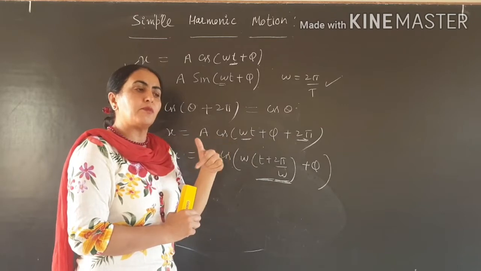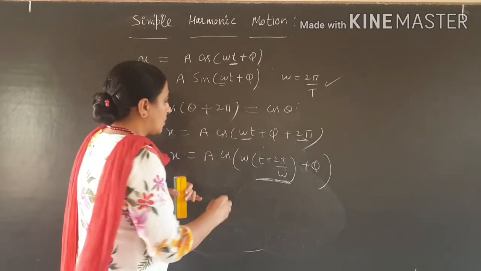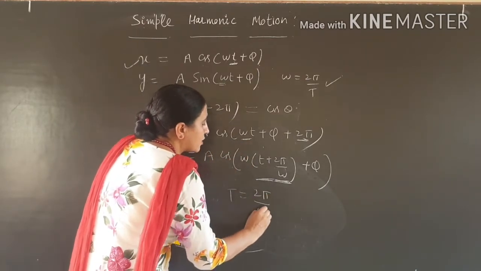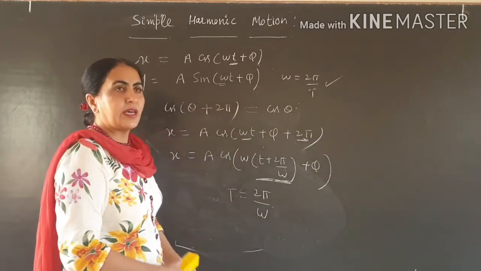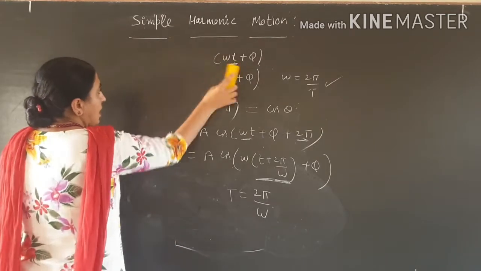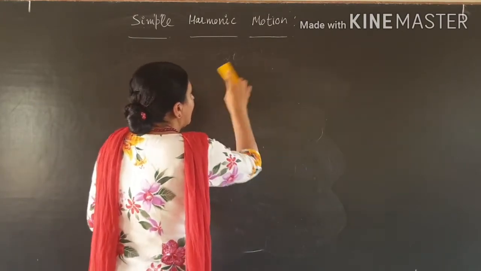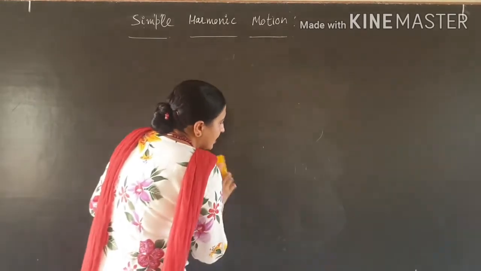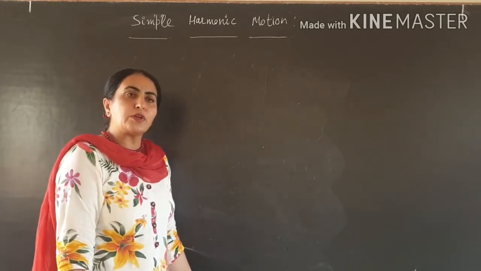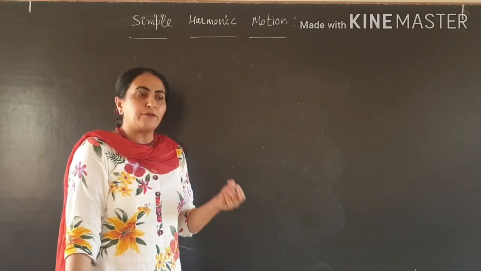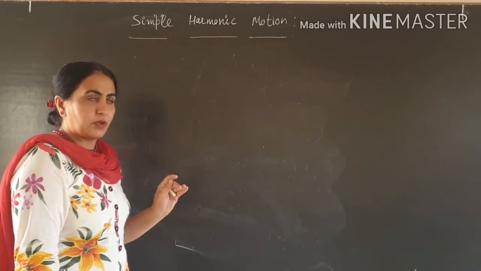After 2 pi by omega, the motion repeats itself again, and this time is called the time period. So T is equal to 2 pi by omega for simple harmonic motion. That's why I am writing here omega is equal to 2 pi by T. Clear? So this is all about simple harmonic motion: the motion that is periodic, which repeats itself after a regular interval of time, and may be written in the form of cos or sine functions. Third, acceleration is directly proportional to displacement but in the opposite direction, and fourth, the time period is equal to 2 pi by omega. This is about simple harmonic motion.